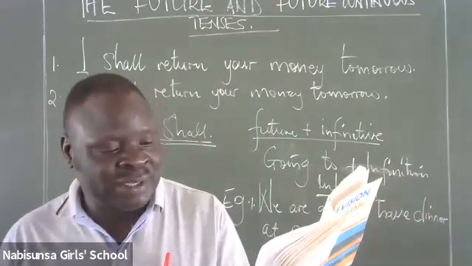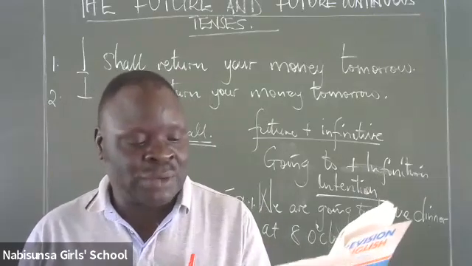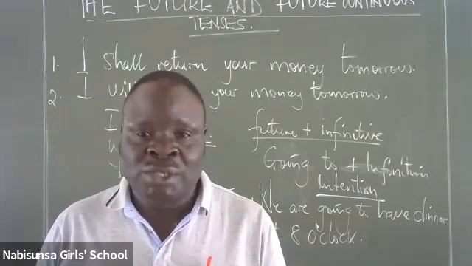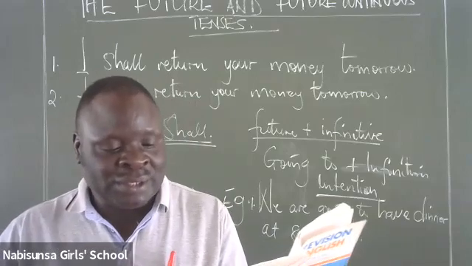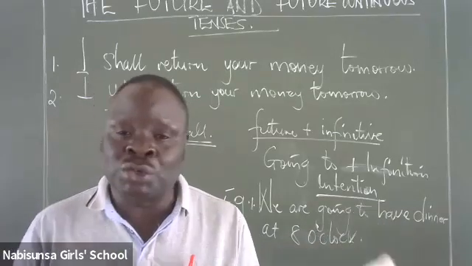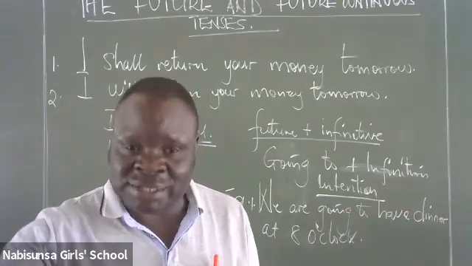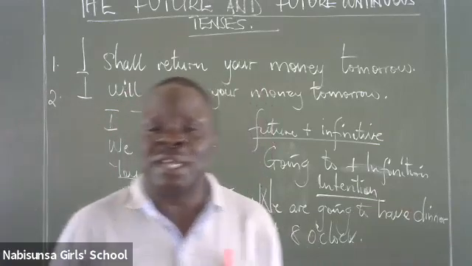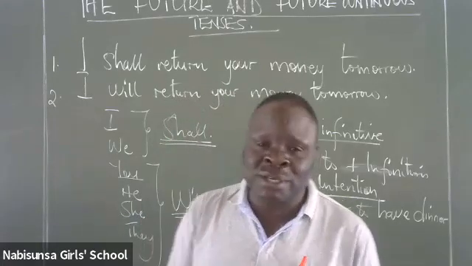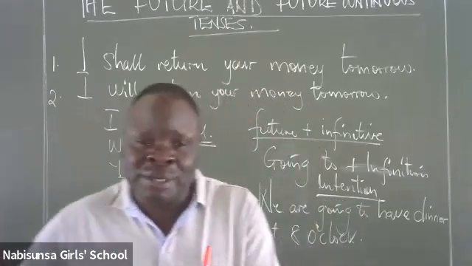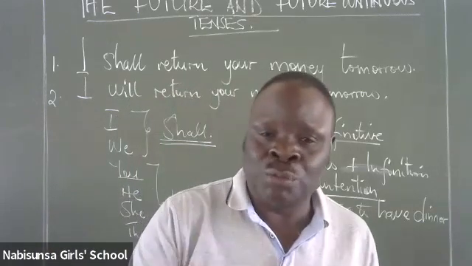Then the next one says, the house is going to fall down. So these ones here, when we say we are going to have dinner, there is that intention. It shows the intention of having dinner. There is certainty. You predict, and then you tell us this is what is going to happen. So the time might not be that exact time, but you have the intention. That's when we use going to plus infinitive.